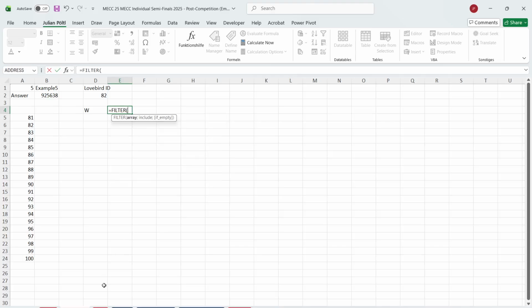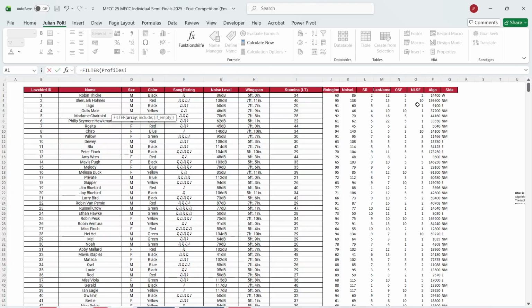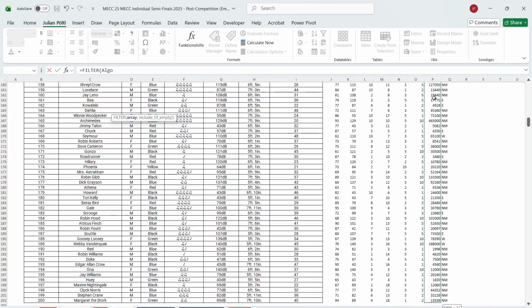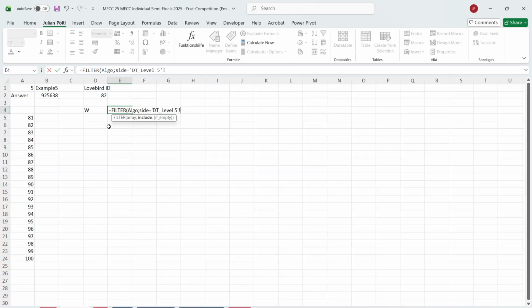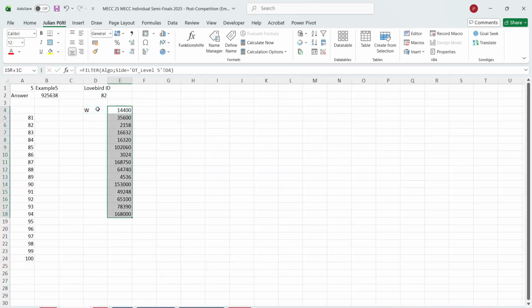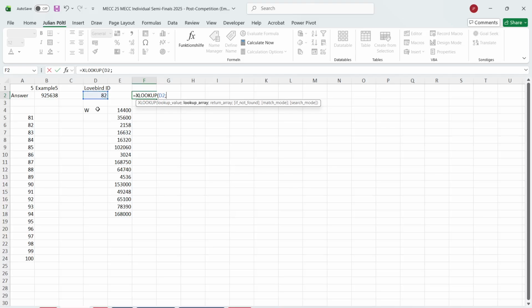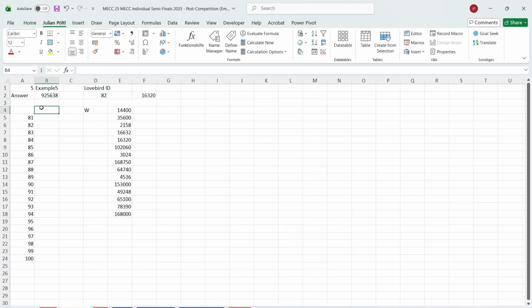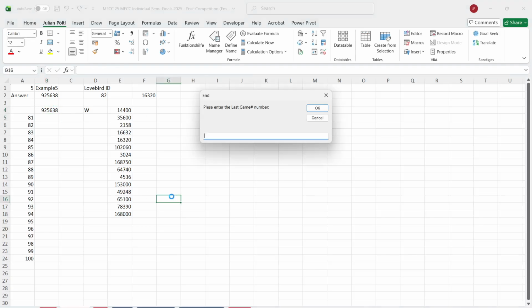And then filter all the algo scores if site equals the same site. And it's a little bit too much because we have to exclude this here. So it's equals some and it's the same. Okay, should be running. B1, B4.